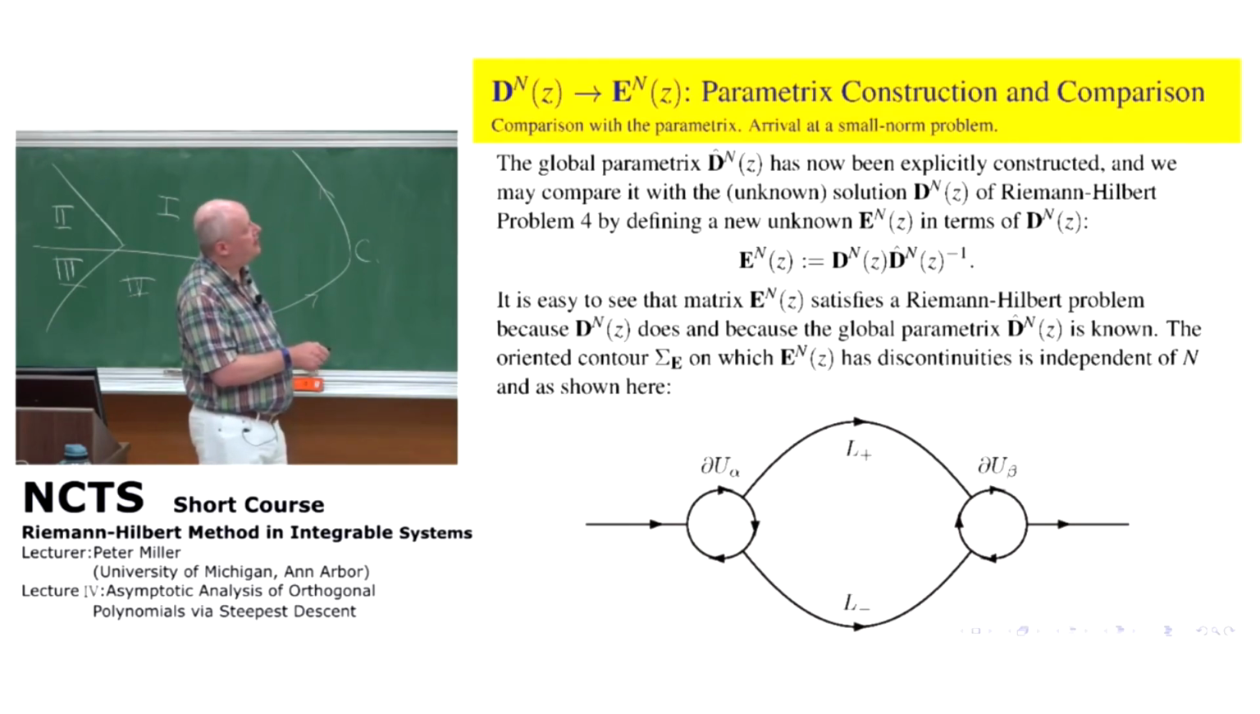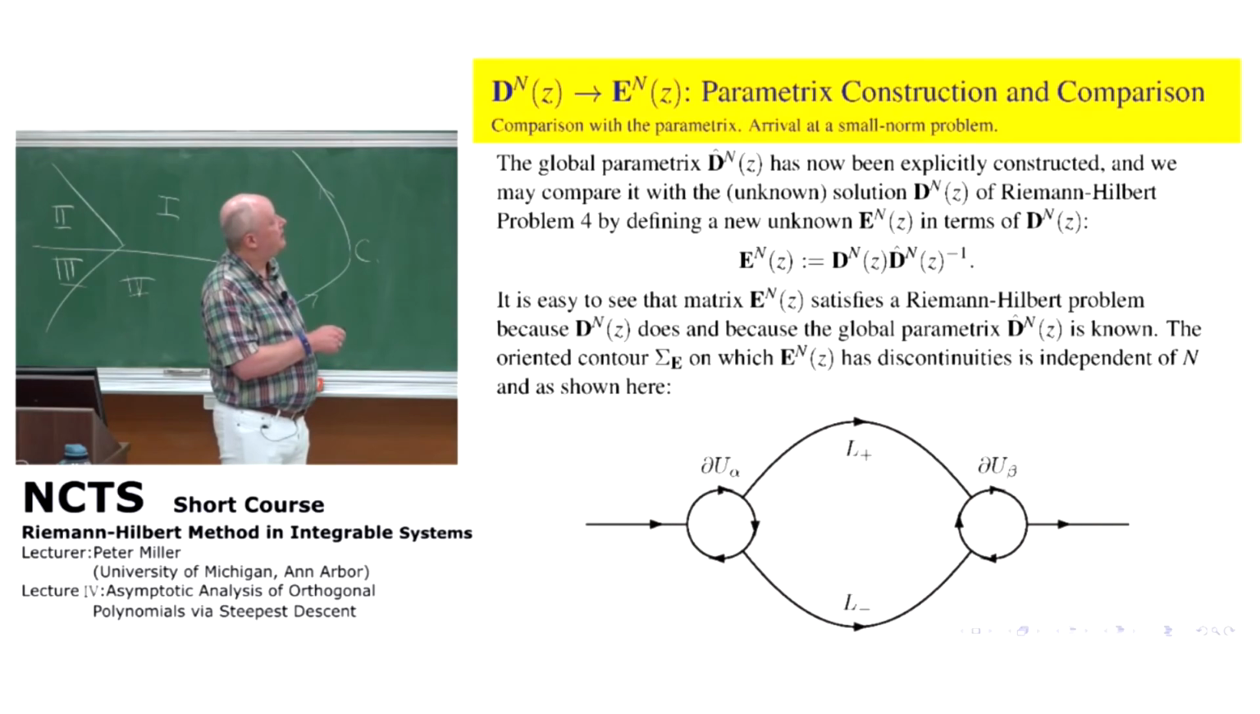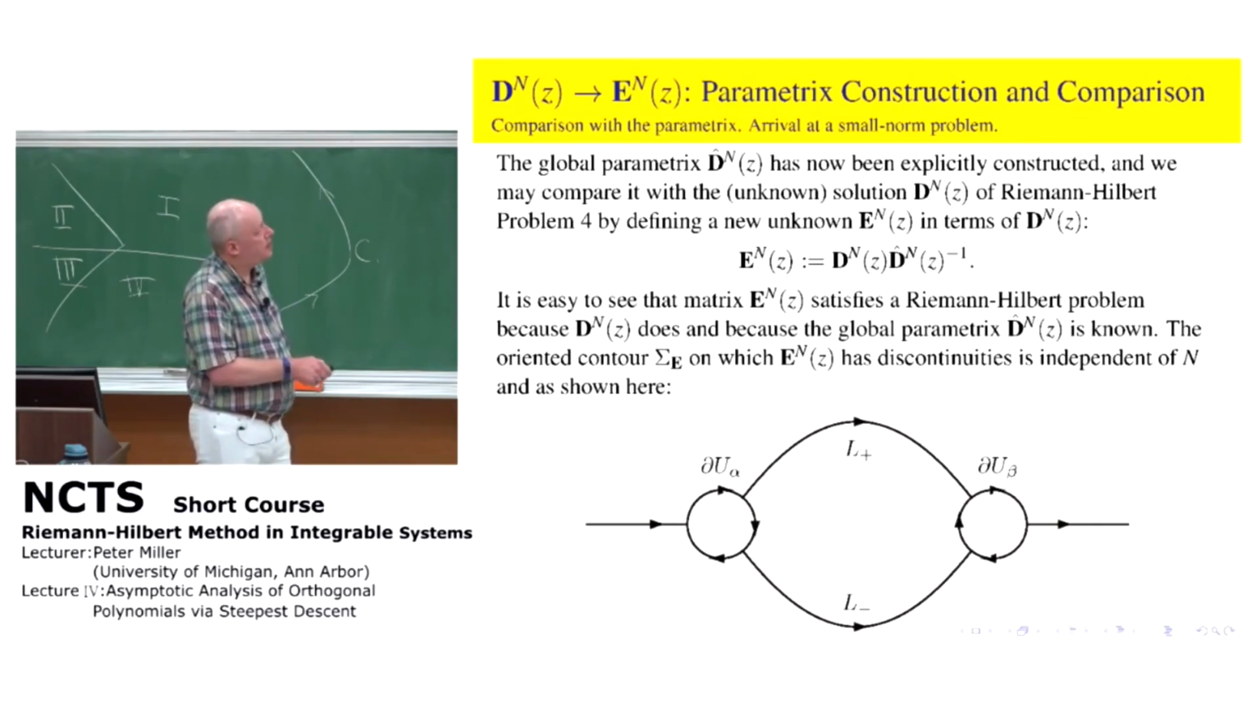En of Z is by definition Dn of Z, the solution of Riemann-Hilbert problem 4, whose conditions I understand but the solution of which I don't know, multiplied on the right by D hat n of Z inverse, where the hat means parametrics. This thing I know explicitly. We just built it. From that, you can check that the matrix En of Z satisfies a Riemann-Hilbert problem, because Dn of Z does, and the global parametrics D hat n of Z is something we know.